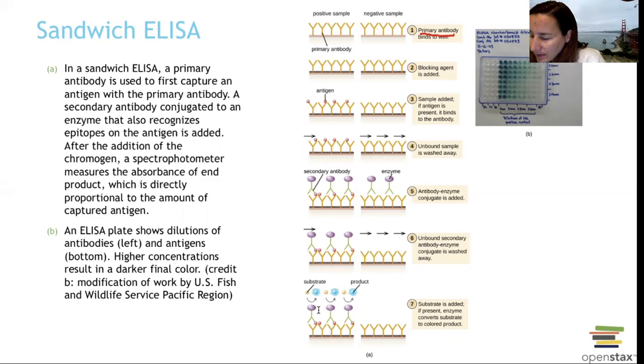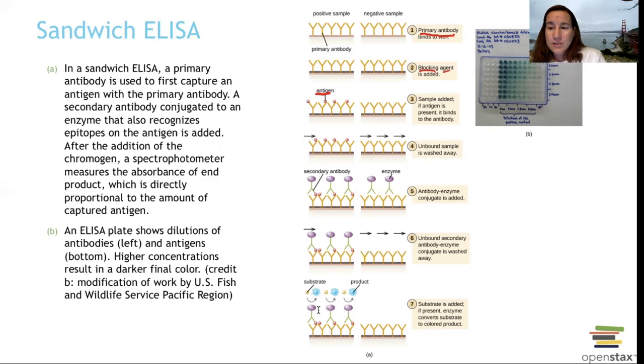And then we're going to add a blocking agent, step number 2. And then we're going to rinse. And then we're going to add an antigen. So hence, this is like the peanut butter in your peanut butter and jelly sandwich: your antigen right here. And then we're going to rinse.